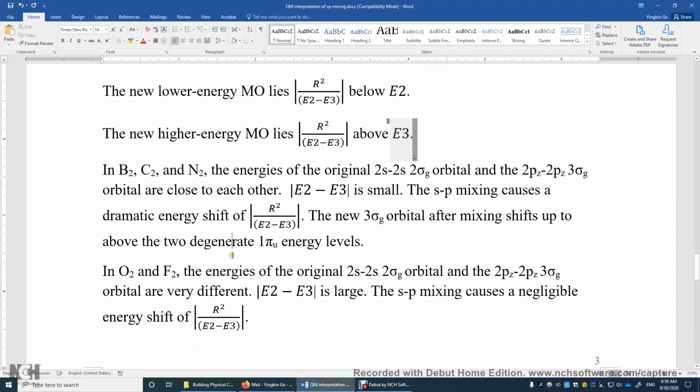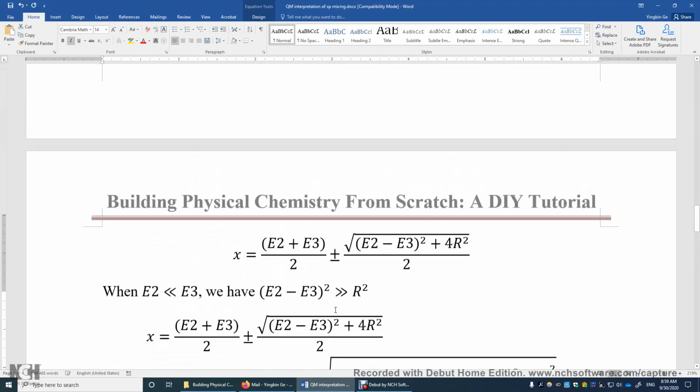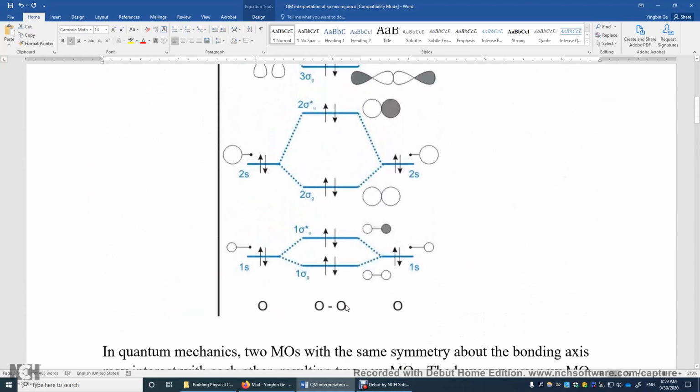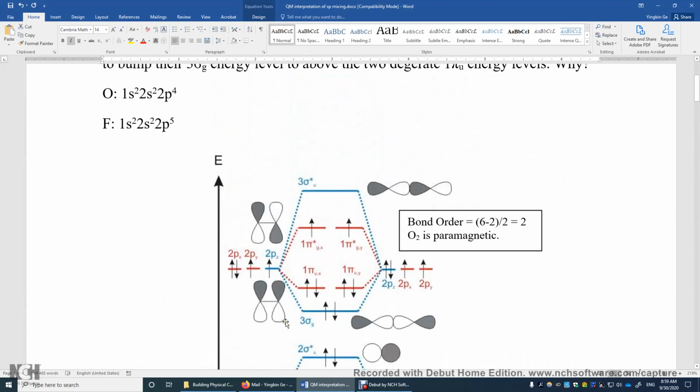All right, but in O2 and F2, the energies of this 2 sigma G and 3 sigma G are so different, and this is fairly large. Therefore, the energy shift is small. It's almost negligible. So in O2 and F2 MO diagrams, they keep this pattern of energy levels. All right.